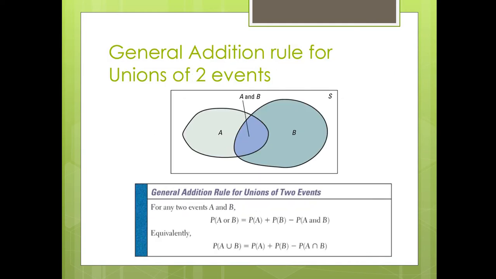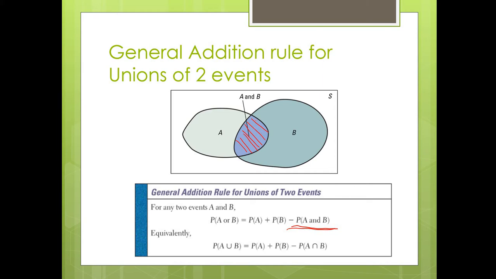But what happens if we don't have disjoint events? For example, A and B overlap. So we have this overlapping area that is A and B. If that occurs, then you still add the two probabilities together, the probability of A and the probability of B. But then we've got to subtract out the probability of A and B happening.